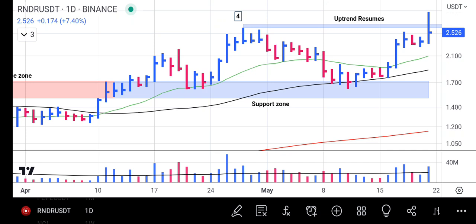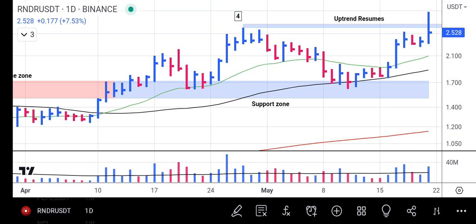On this chart, I will be doing analysis on render token. My analysis will be from bottom to top. I will explain the price psychology of what is happening and where render token will be heading next. Let me get into this analysis in detail.